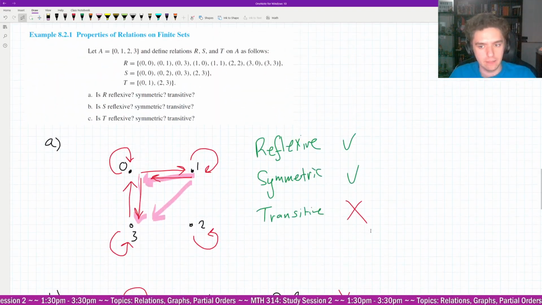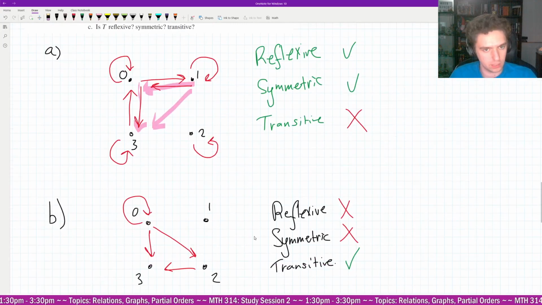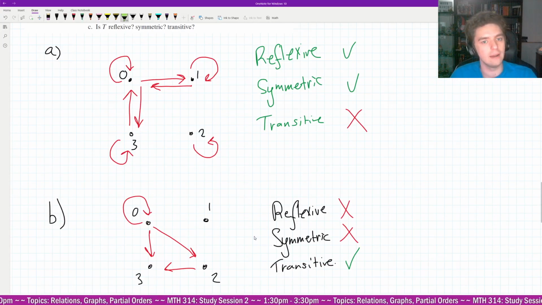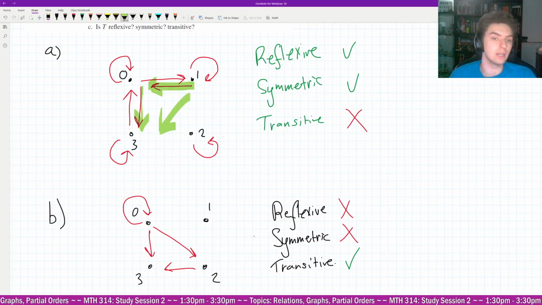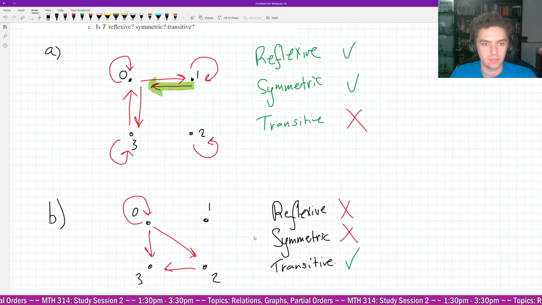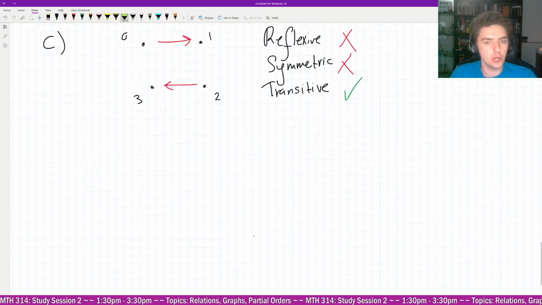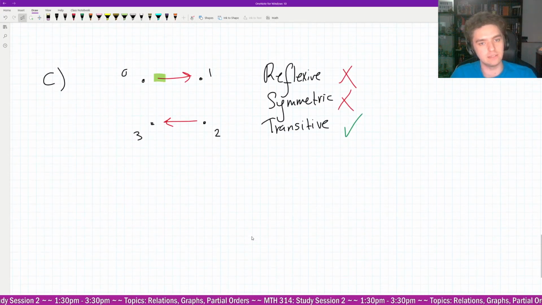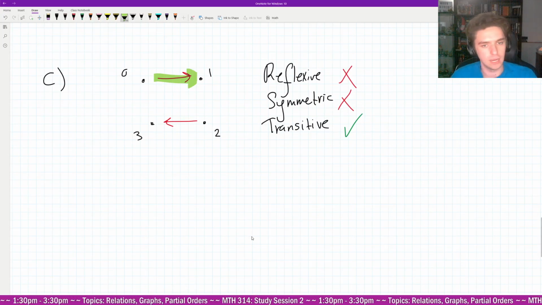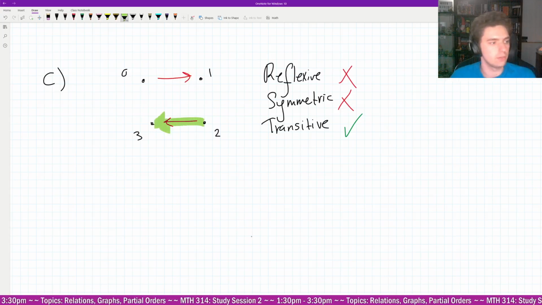So like here, this one was not transitive. By default it's transitive, but then we can show that if I have 1 to 0 and 0 to 3, then I should have 1 to 3, but I don't have that, so it's not transitive anymore, right? But there's nothing I can show here that makes it not transitive. I have 0 to 1 and nothing from there. I have 2 to 3 and nothing from there either. So it's by default transitive. So there you go.